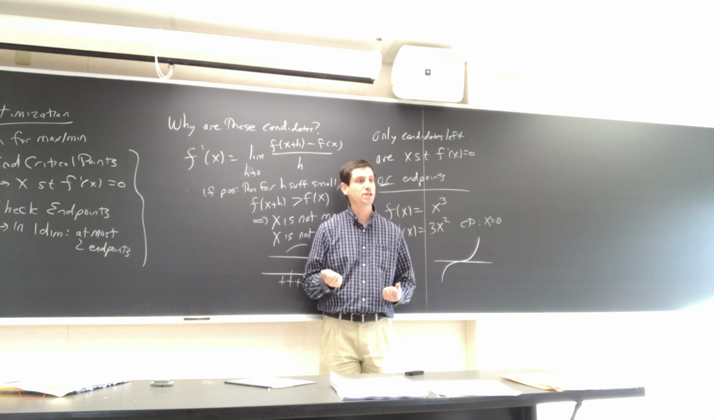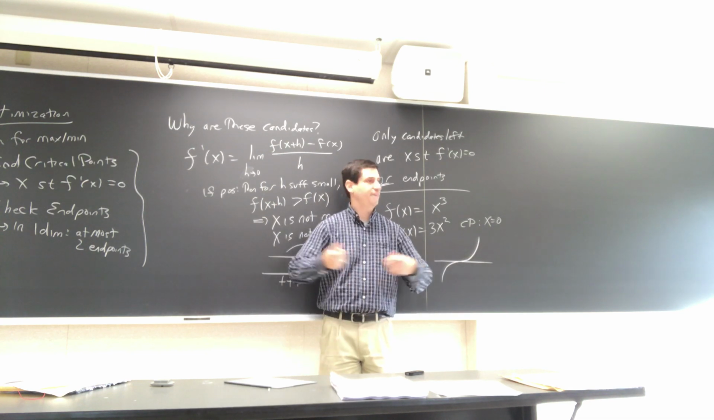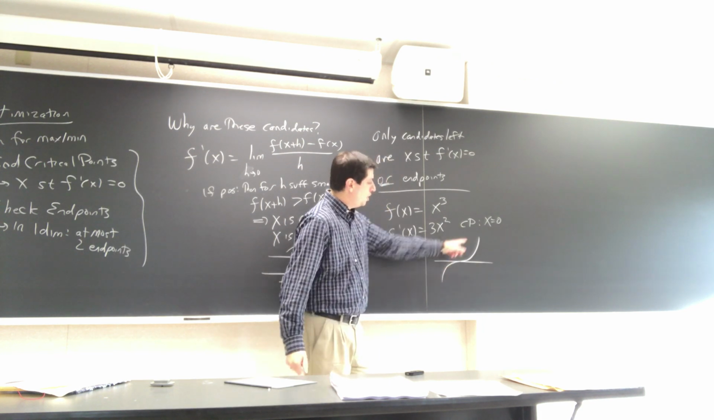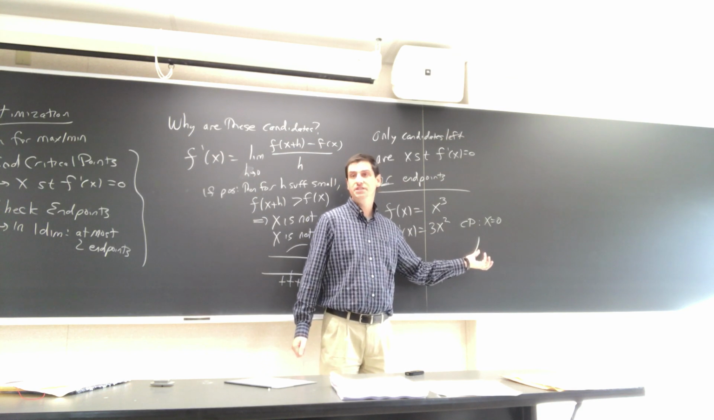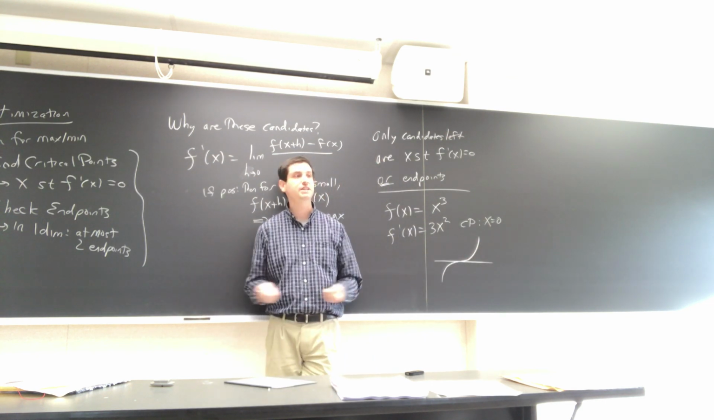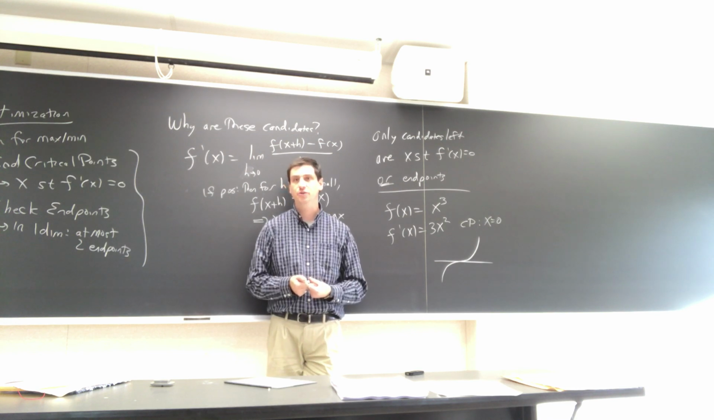One of the best ways to prune the list is to take all your candidates, evaluate your functions at these points, and see where it's largest. So here, as I go off to plus or minus infinity, I can clearly see that's going to be my maximum, that's going to be my minimum. So if it's any finite interval, whatever the endpoints are, that's going to be the maximum and minimum.